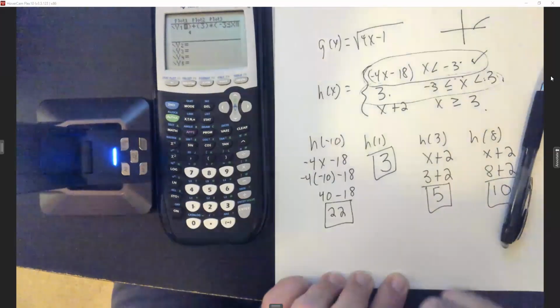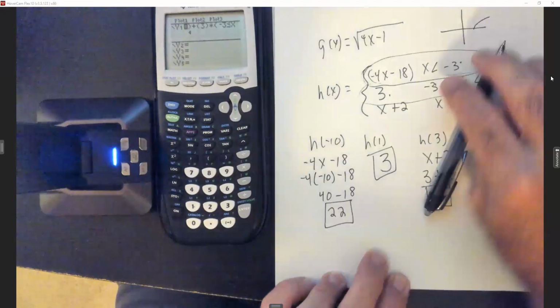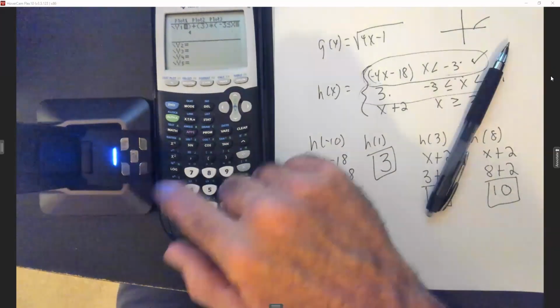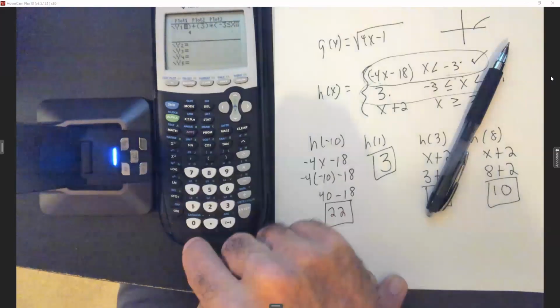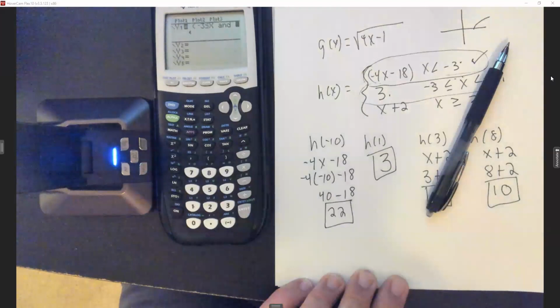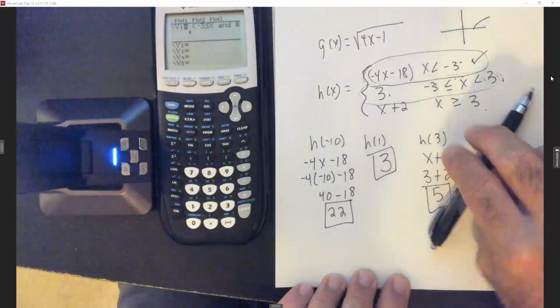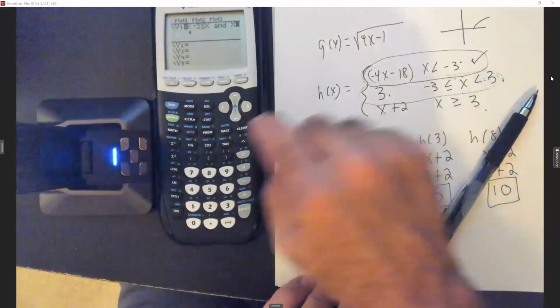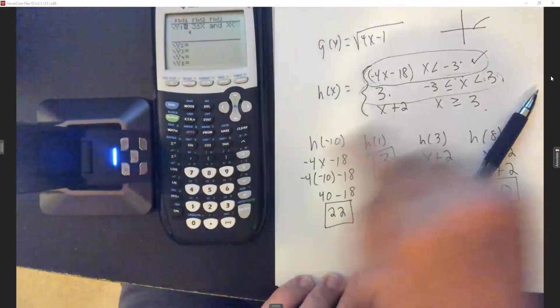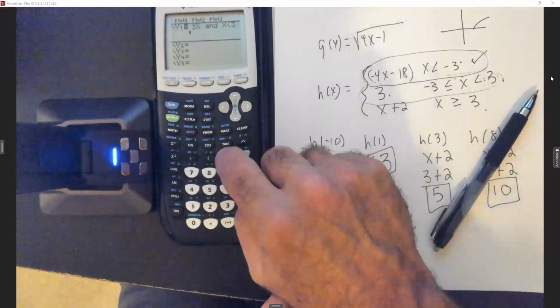And then you got to hit "and." Let me find it. "And" is in the second catalog, the second choice. Hit enter. And then I'm going to put X, second math to get the less than 3, close parentheses. So I've got the second part in.